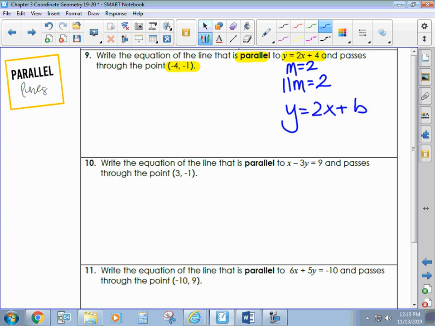That's what we did yesterday. Then we subbed -4 in for x. We subbed -1 in for y. Solved it. Got b, right? With point slope, I don't have to do that anymore.